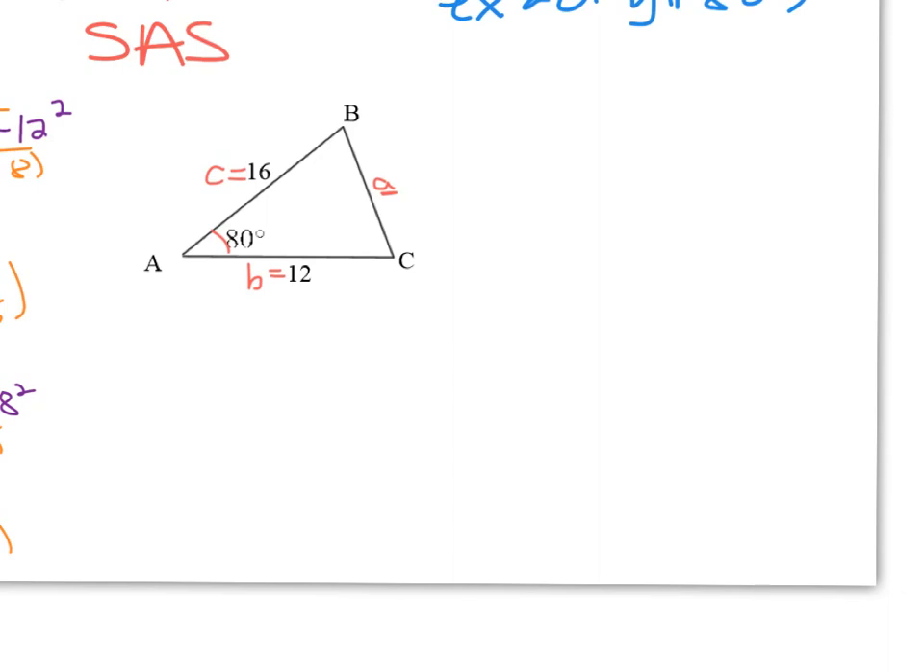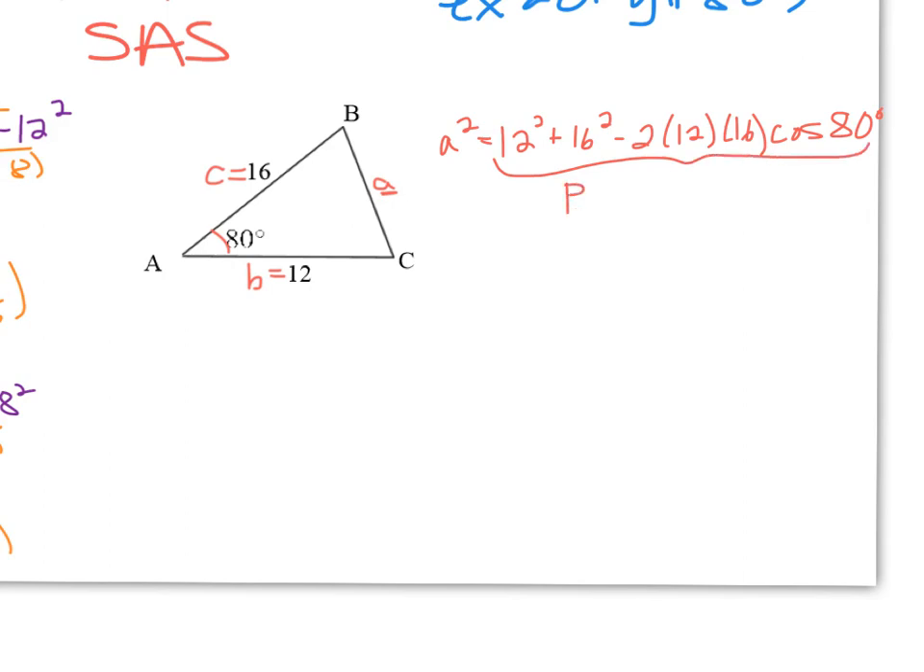To find the length of A, the formula is A squared equals B squared plus C squared minus 2 times BC, so that would be 12 times 16, times cosine of angle A. And angle A is 80 degrees. Now what I want you to do is actually just plug that all in at once. We're not going to do any parts on this, just plug it all in together.